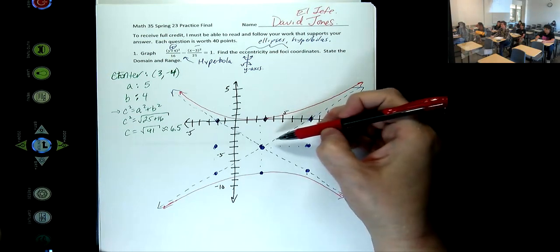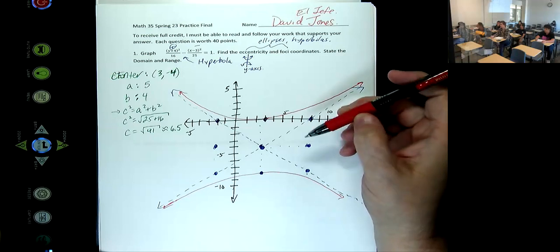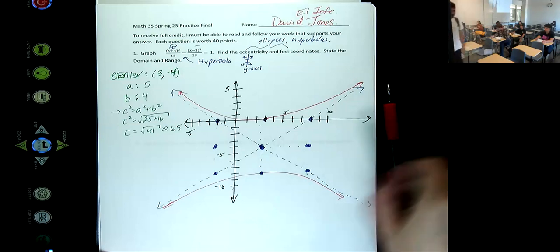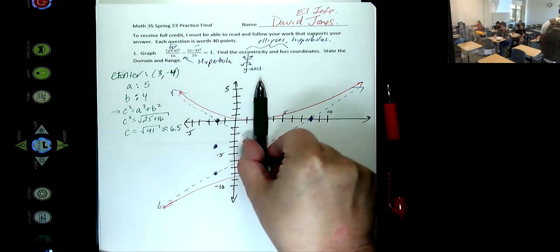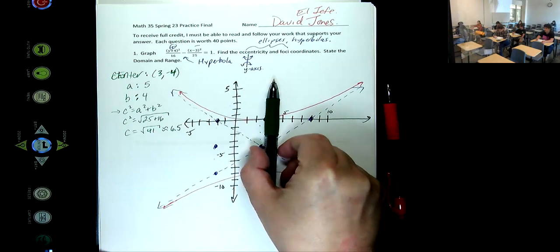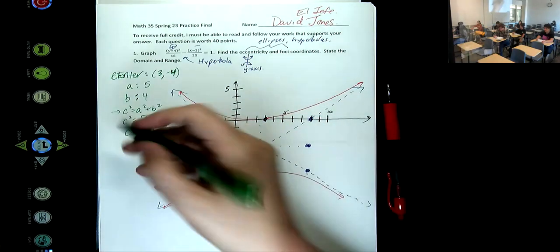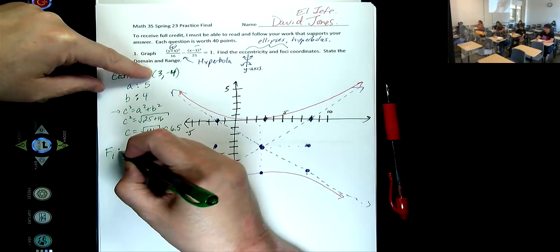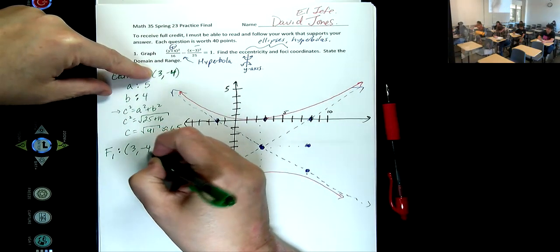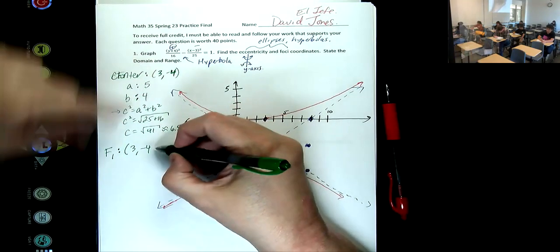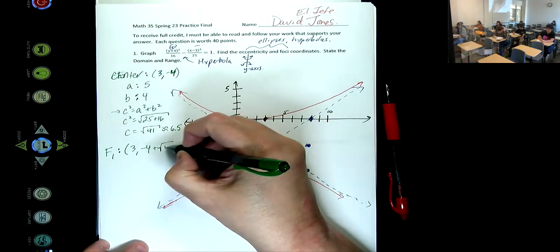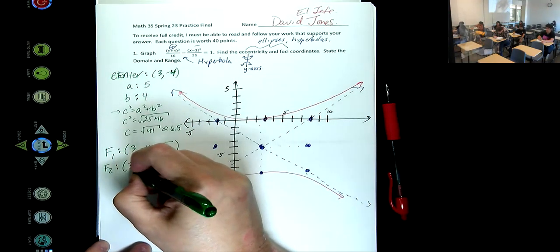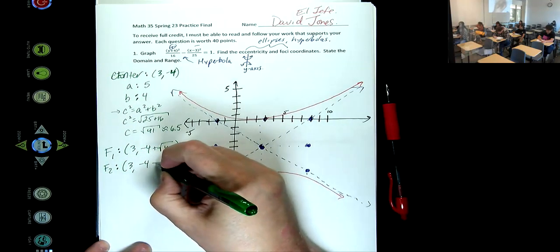It is c away from my center, and it is along that axis right there. So I got to go c up and c down. My center was (3, -4). So for my first focus, I should add the square root of 41, and for my second one, I should subtract the square root of 41.